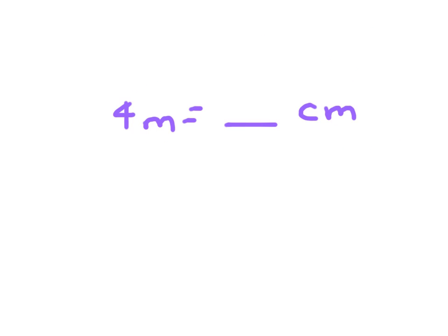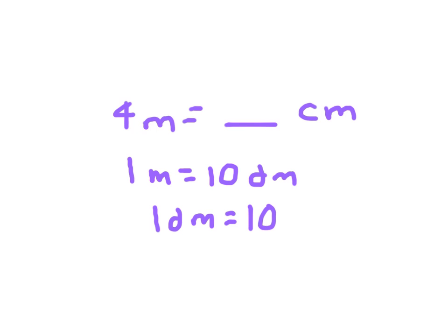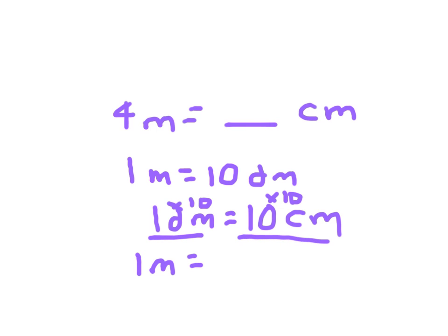Okay, 4 meters equals how many centimeters? 1 meter is equal to 10 decimeters. And 1 decimeter is equal to 10 centimeters. So 1 meter, if we multiply by 10 here, and multiply by 10 here, we'll get that 10 decimeters equals 100 centimeters. So 1 meter also equals 100 centimeters.